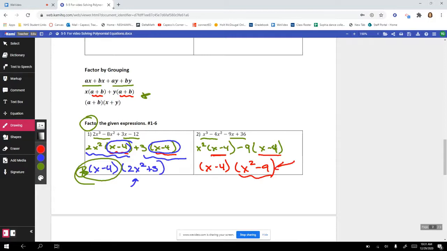Now, if you notice here, this x squared minus 9, that's factorable, right? That's a perfect square minus a perfect square. So I can pull that out and break that down a little bit more. So I have x plus 3 times x minus 3, and I have to remember to rewrite that x minus 4. So that's your final answer right there.